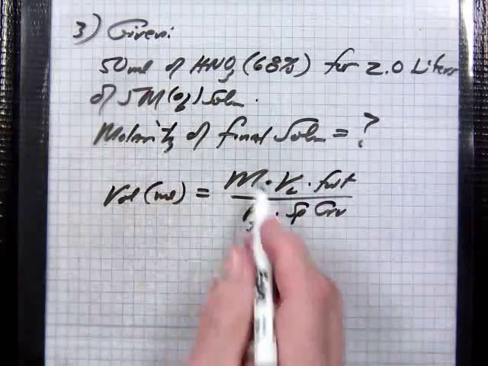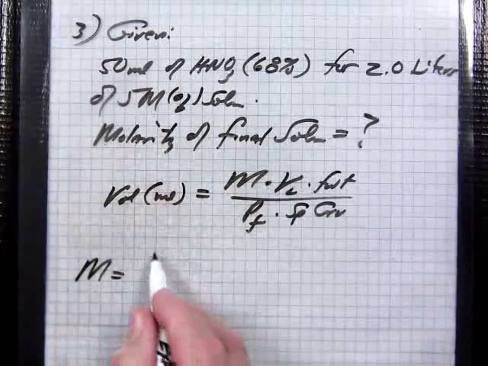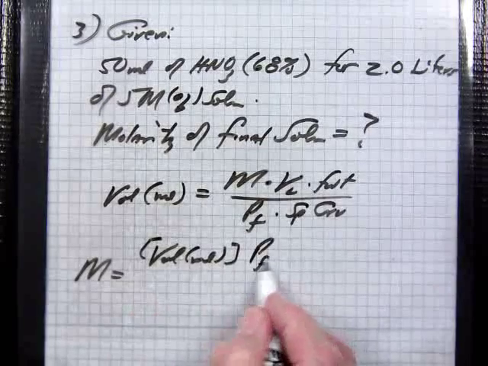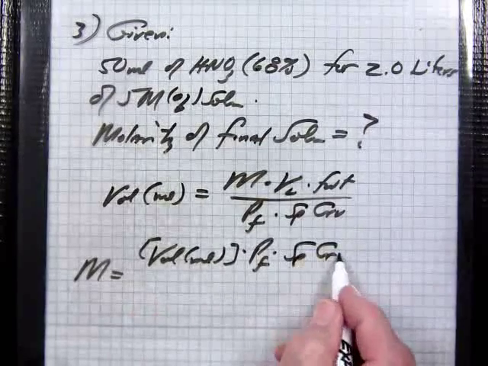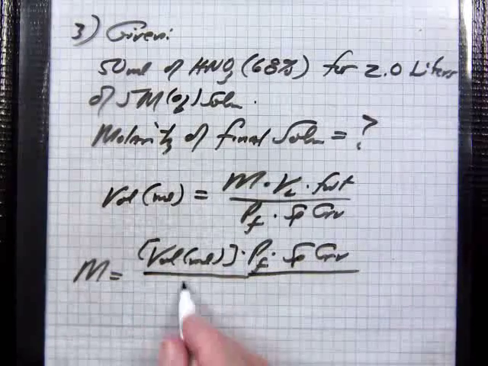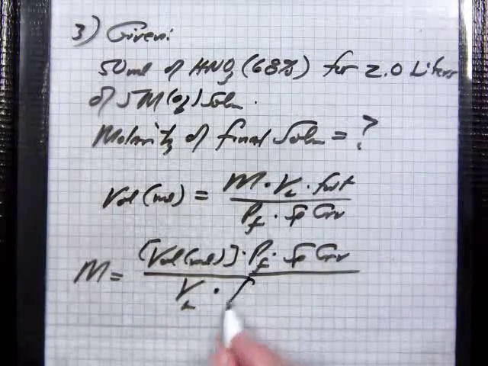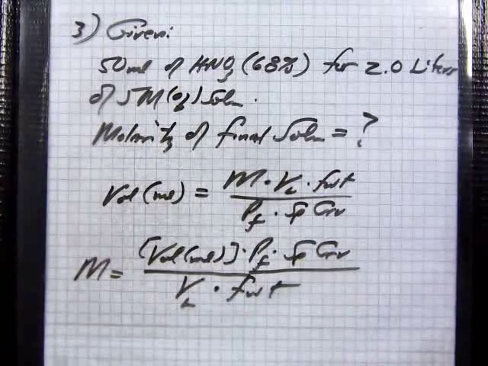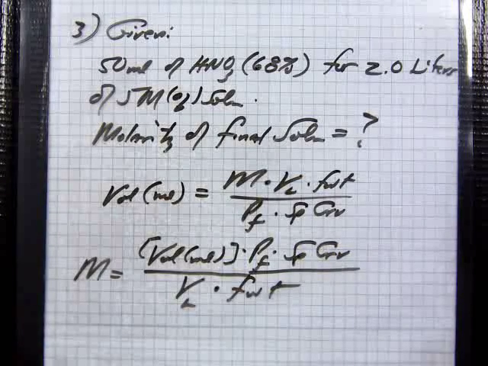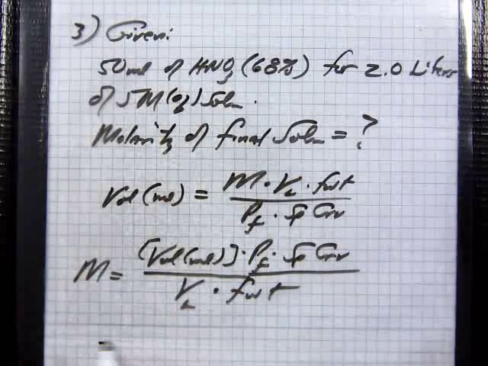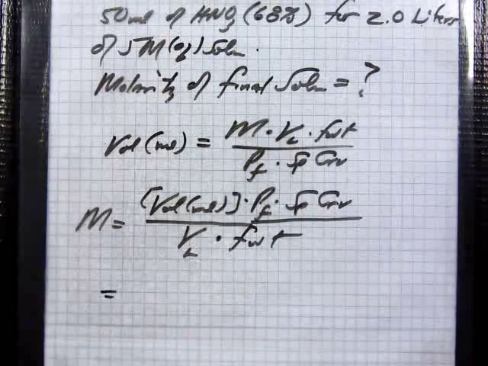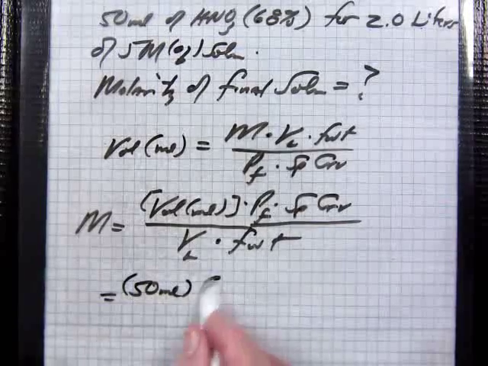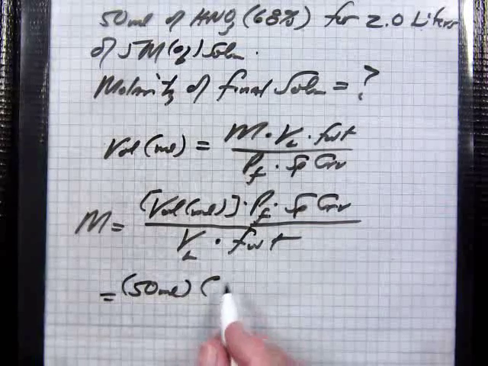Okay, so we want to solve that for molarity. If you want to do it this way, volume in milliliters times purity factor, fraction, specific gravity, divided by volume in liters times the formula weight. Like that. So you use the same formulas, but you might need some other kind of calculation. Like in this case, you're calculating a molarity. So let's see. If you decided to use 50 milliliters of your stock, and its purity factor is 0.68.